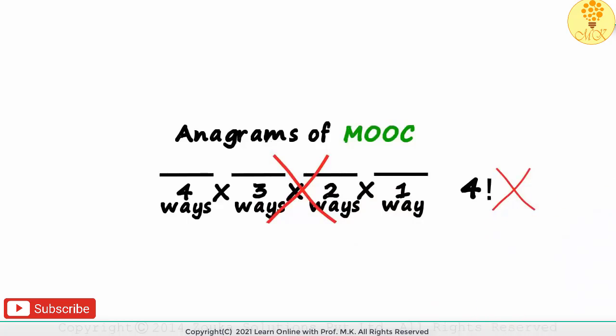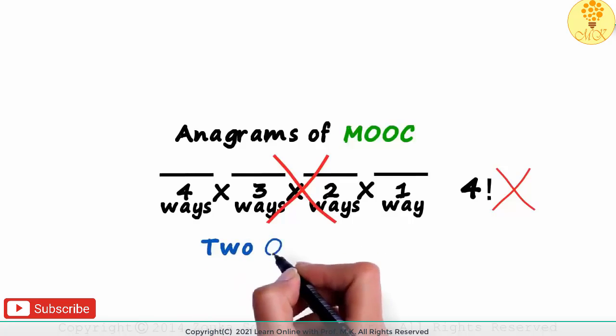The important thing that we need to observe here is that there are 2 O's in Mooc. 1 M, 1 C and 2 O's. So what if there are 2 O's? Will it matter? To understand this, let's assume for time being that the 2 O's are different.